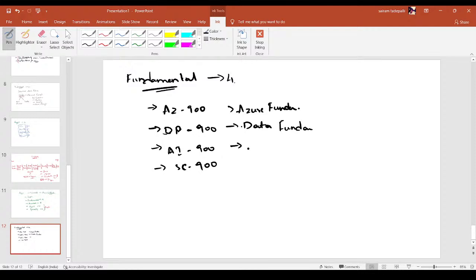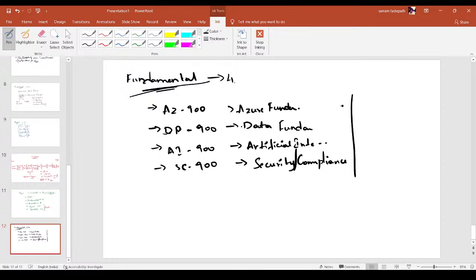So AI900 means, you all know, artificial intelligence. So artificial intelligence related applications. Next one, SC means regarding security and compliance. So these four are different types of certificates available in Azure Fundamentals.